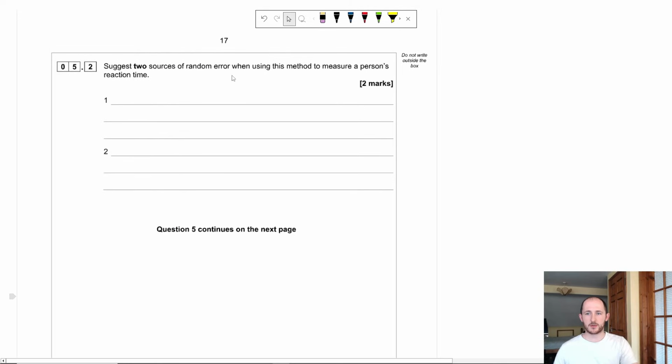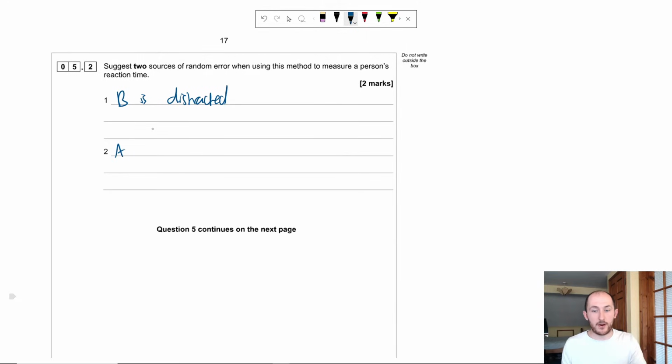Part B. Suggest 2 sources of random error when using this method to measure a person's reaction speed. So various things can take place. So you can have like a malfunction with the stopwatch. Maybe the stopwatch doesn't work properly. Sometimes, especially if you use the ones in like PE, sometimes the button's all a bit weird, so it doesn't actually start and stop when you press it. You could have that student B is distracted. So B is distracted.